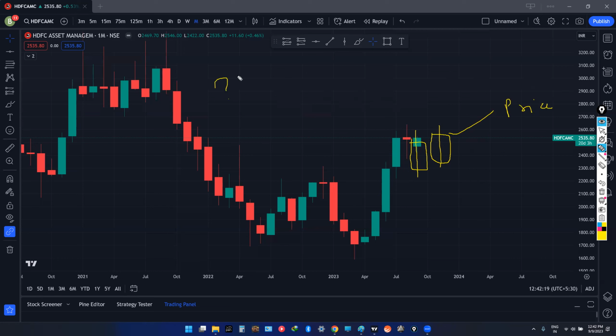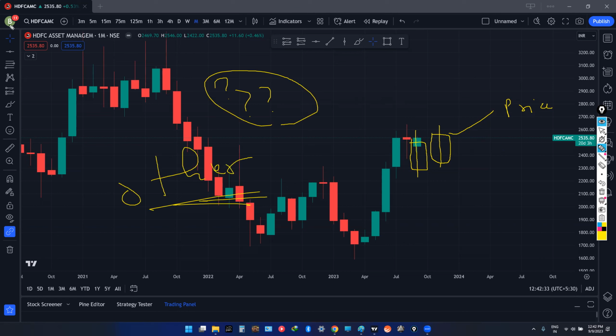But what is my benefit? My benefit is that I am now more sure about this pattern. And another benefit is, if other things look good. What is this other thing? The sector of this stock, HDFC Asset Management, which is a financial service stock. So what is this sector?